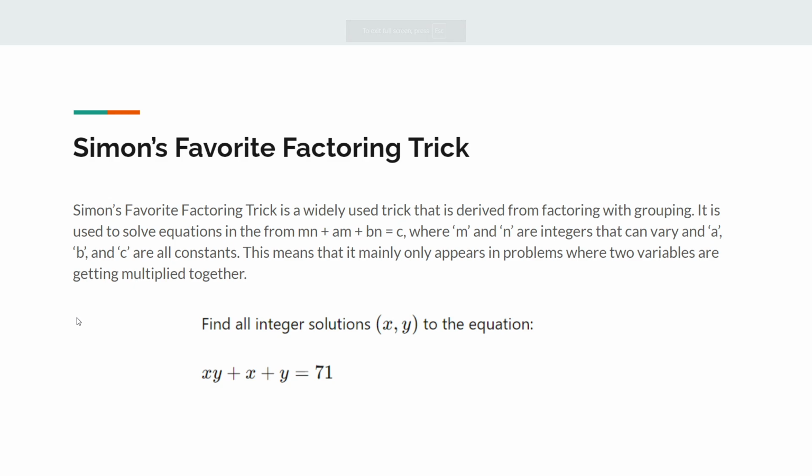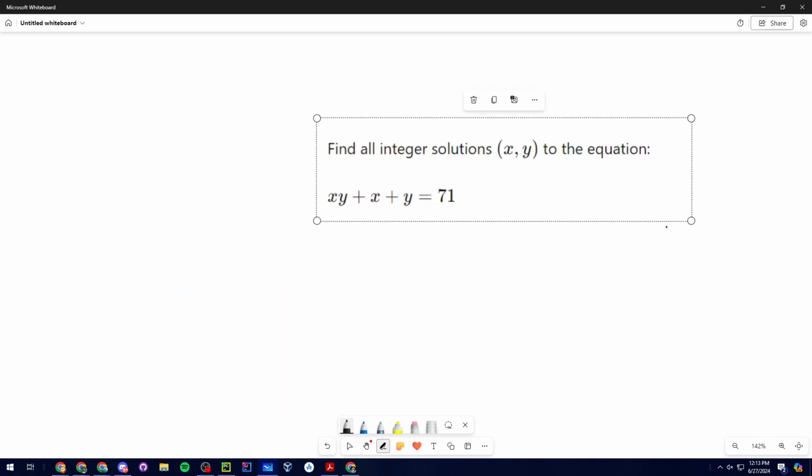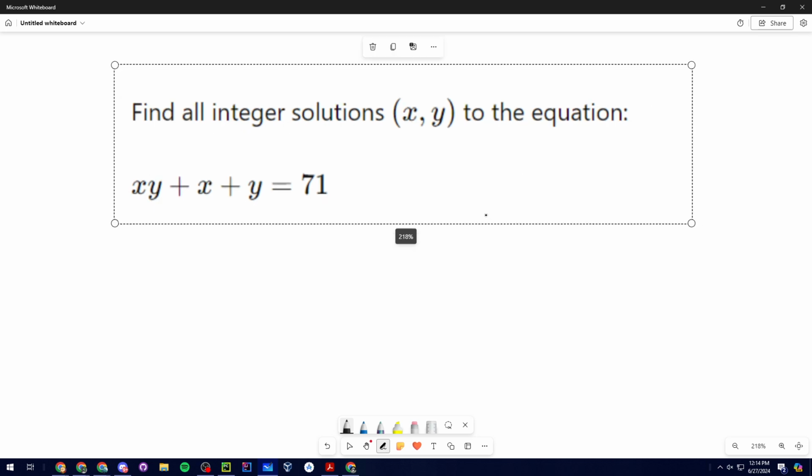Now this leads on to something called Simon's Favorite Factoring Trick. It's a trick for problems where you have 2 variables multiplied together. It derives from grouping, so you can use it to solve for integer solutions because you're just plugging stuff in. I'm going to show you this by an example. Pretty cool example. So you have this, right?